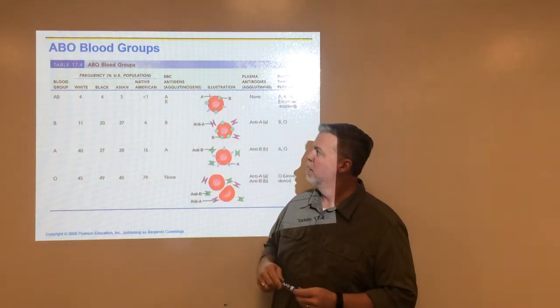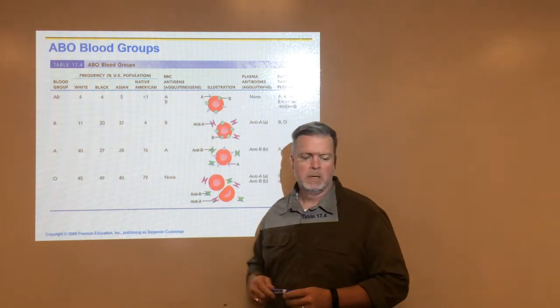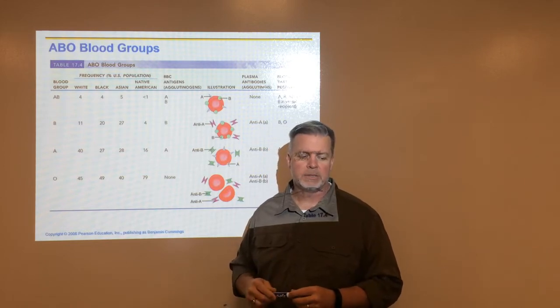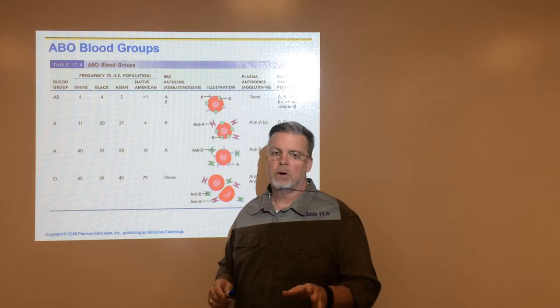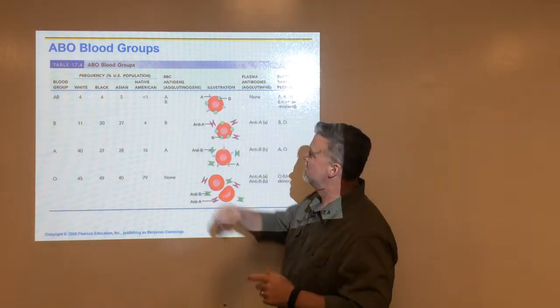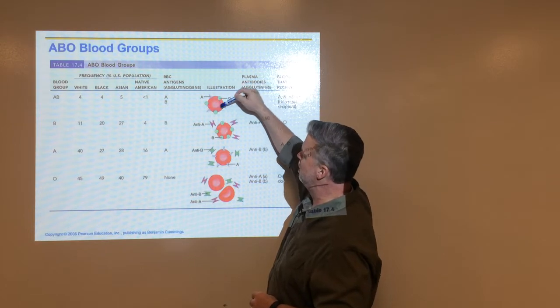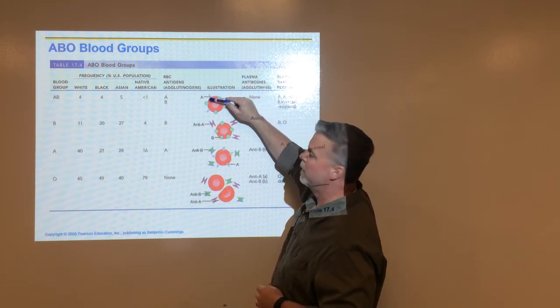You can see I'm at table 17.4, which goes over the ABO blood types. Humans actually have over 30 naturally occurring blood types, or RBC antigens. To throw the word antigen out there, you can see it's up here. Antigens are actually proteins, glycoproteins, that you find on the surface of the red blood cell.